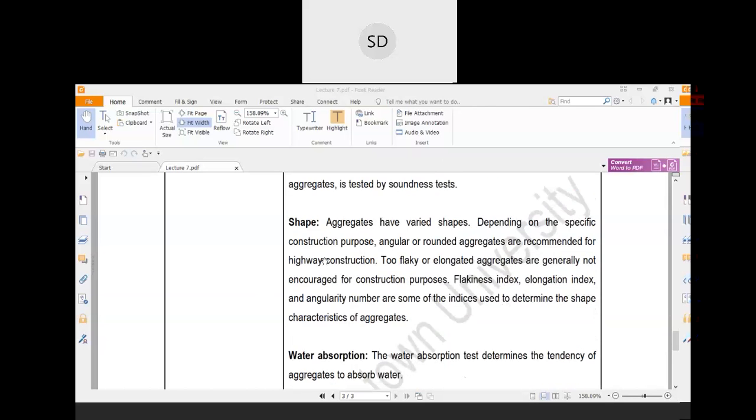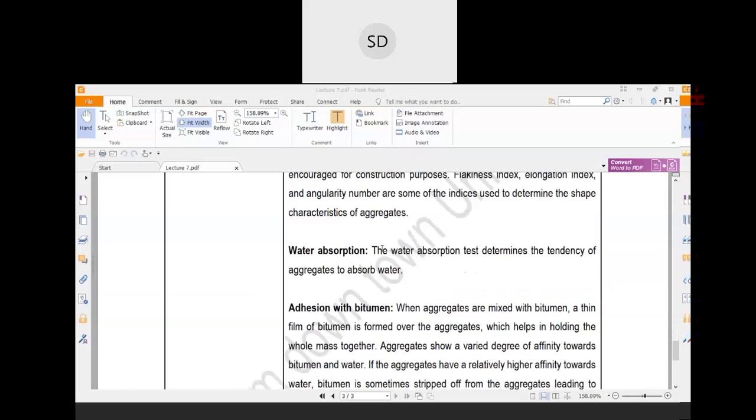Then shape test. There are two types of shape test: flakiness index test and elongation index test. Flaky particles are those particles whose least dimension is less than 0.6 times their mean dimension, and elongated particles are those particles whose greatest dimension is greater than 1.8 times their mean dimension.